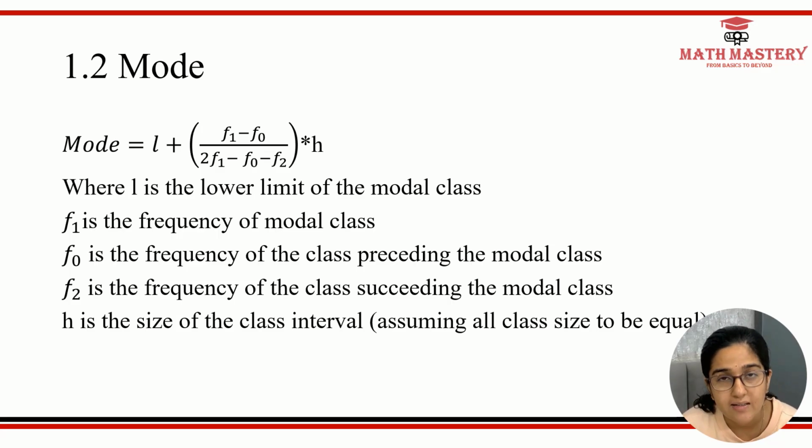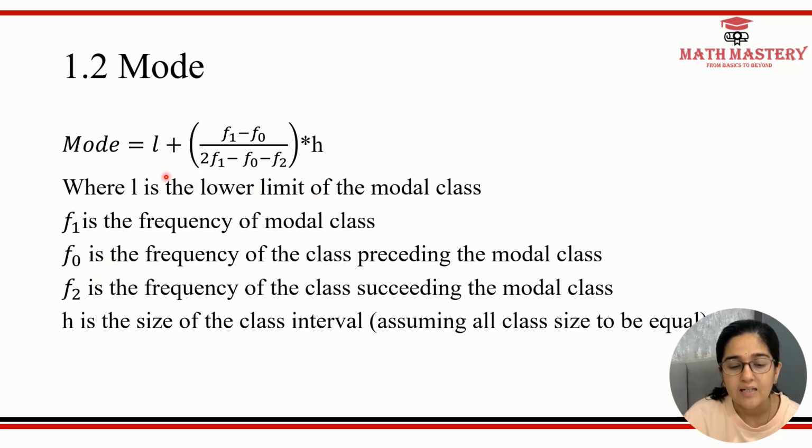So if the data is in the form of frequency distribution, first of all we have to identify the class interval in which the value of the mode lies. The class interval with the maximum frequency will be the modal class. Once you have identified the modal class, the formula to calculate mode is equal to L plus (F1 minus F0) divided by (2F1 minus F0 minus F2), bracket close, multiplied by H.